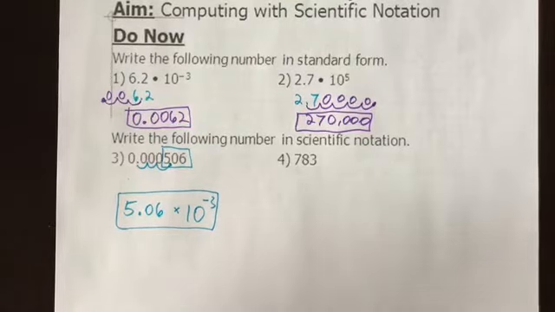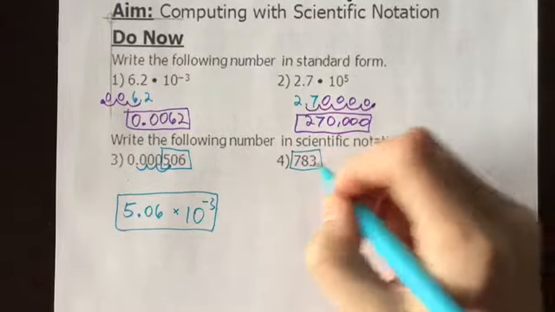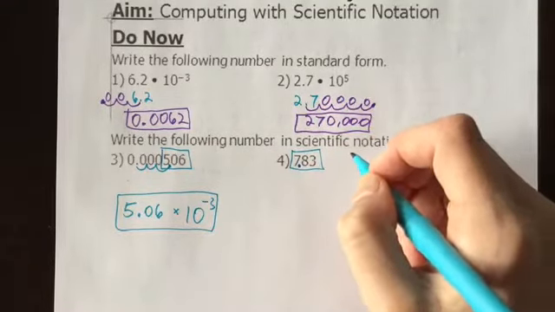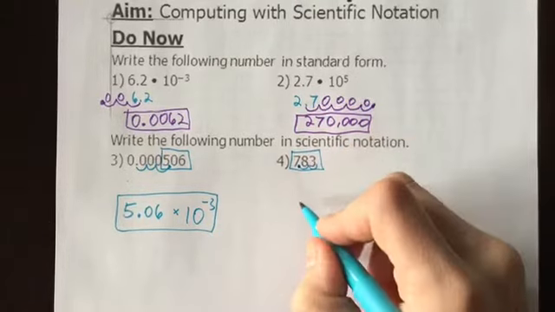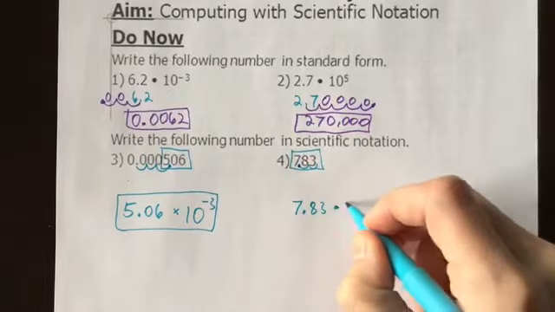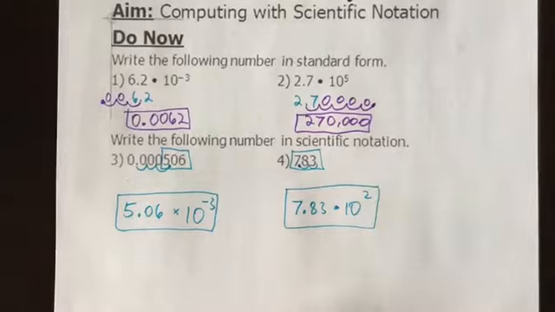Okay. Number 4, 783, well, that whole thing is our significand. We'd have to put a decimal point between the 7 and the 8 to make it a proper significand, where we're moving the decimal point 2 spaces. So 7.83, and it's a big number, times 10 to the 2nd. Okay, and there we are.